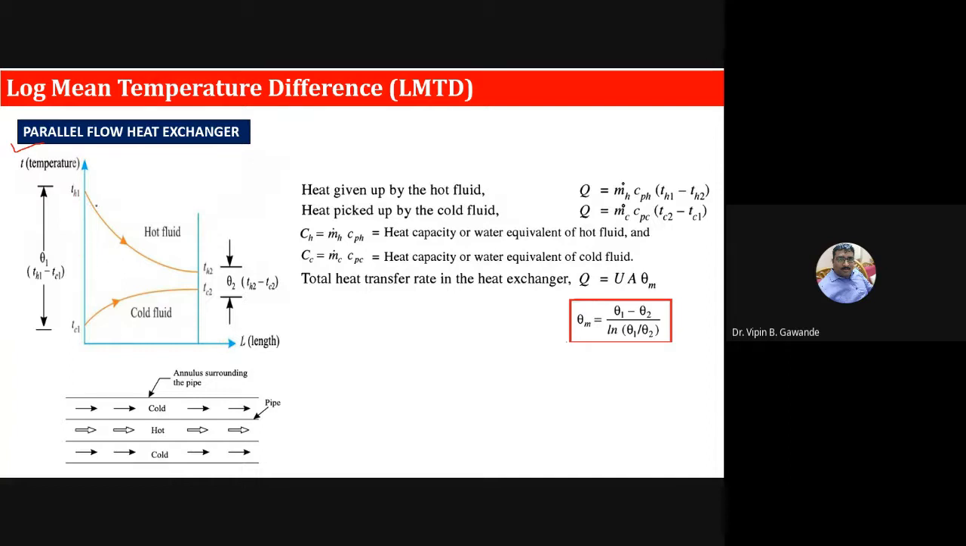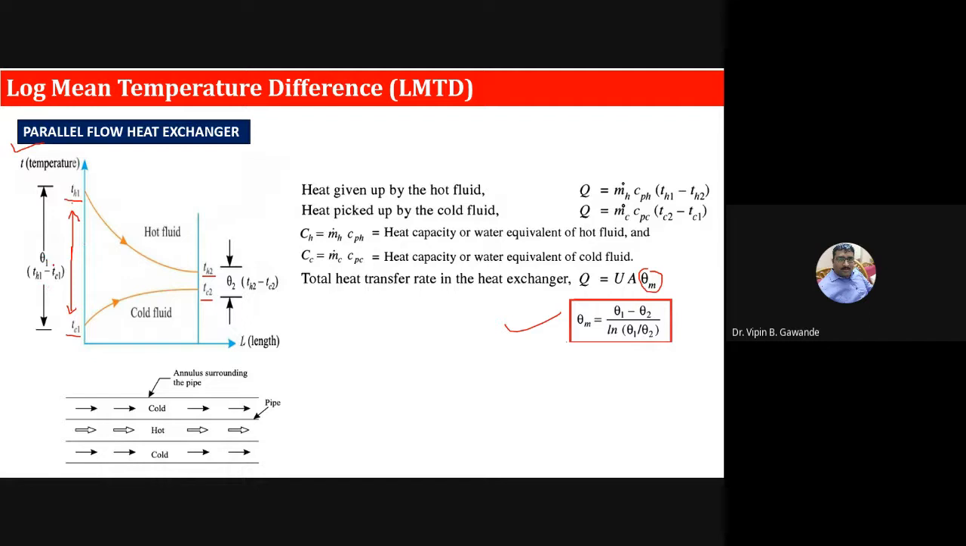We know that in a parallel flow heat exchanger, both the fluids are flowing in the same direction. The temperature of the hot fluid will decrease while the temperature of the cold fluid will increase, so the graph will come something like this. We are interested in calculating theta m. The formula will be theta 1 minus theta 2 divided by ln theta 1 divided by theta 2. Now what is this theta 1? Theta 1 is the temperature difference from the left hand side, that is Th1 minus Tc1. So that is equal to theta 1.